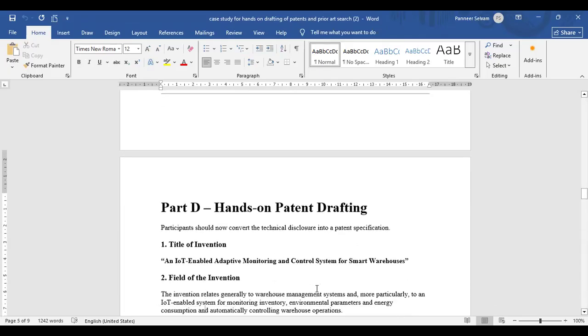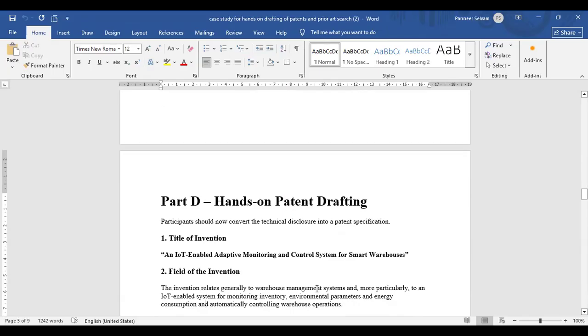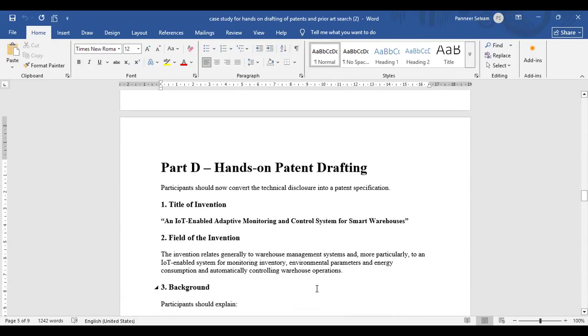Now, let us convert the technical disclosure into a preliminary patent specification. How to draft the patent disclosure? Suggested title for patent drafting: an IoT-enabled adaptive monitoring and control system for smart warehouses. The field of invention relates to warehouse management systems and more particularly to monitoring inventory, environmental parameters, and energy consumption while automatically controlling the warehouse operations.